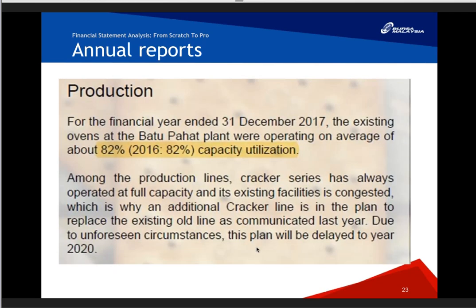Okay, then the production side. For the financial year ended, the average operating capacity utilization is important to look at, because in a manufacturing company, it matters. If you are operating at 82%, I would think that it is quite healthy. You wouldn't want to see numbers below 50% or even below 70%. That is not so healthy. However, it also depends on the industry. So I would think that this 82% is okay.